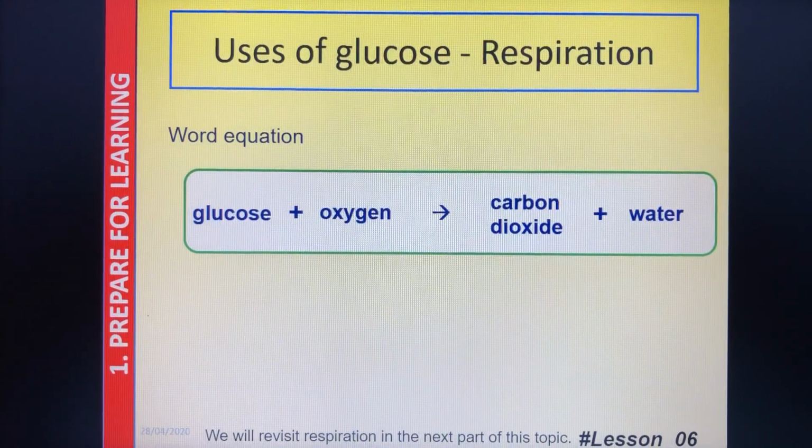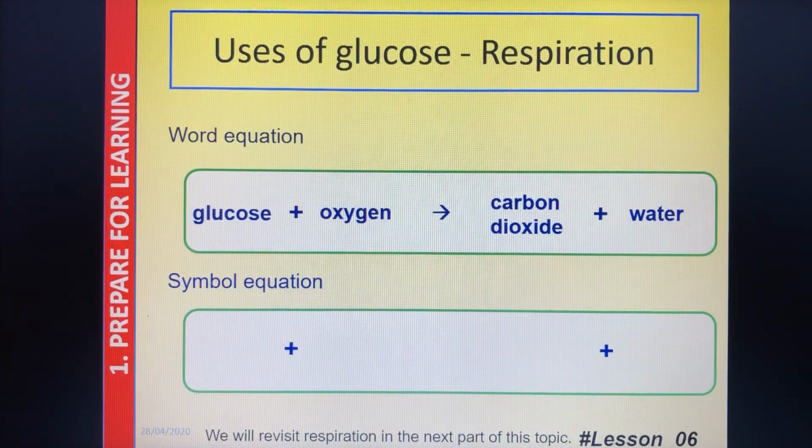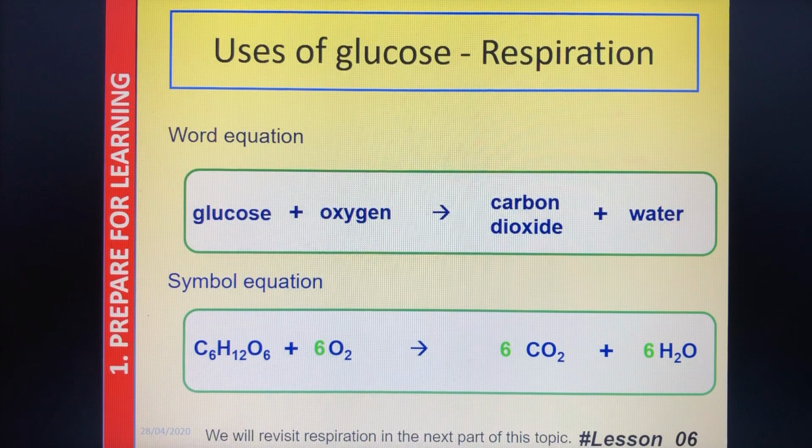Okay, so we're going to look at respiration first of all. It's the reverse of photosynthesis. So like I said, we spent a lot of time looking at the photosynthesis equation, the word and symbol equation, and if you turn that equation round, then you have respiration. Okay, so taking that glucose, some of the glucose that was made in photosynthesis, taking some of that oxygen, and then releasing the energy from the glucose, and the byproducts are carbon dioxide and water.